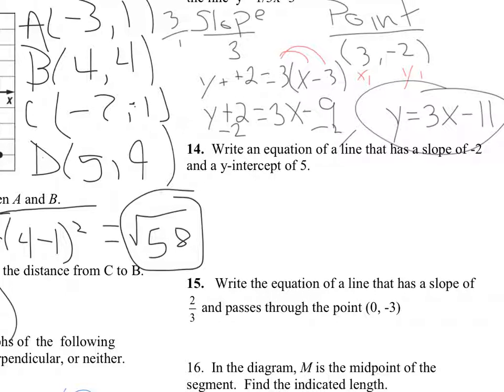14 and 15 are actually really simple and do not require you to do much work because they give you the slope and the y-intercept, right? So you have m and you have b.